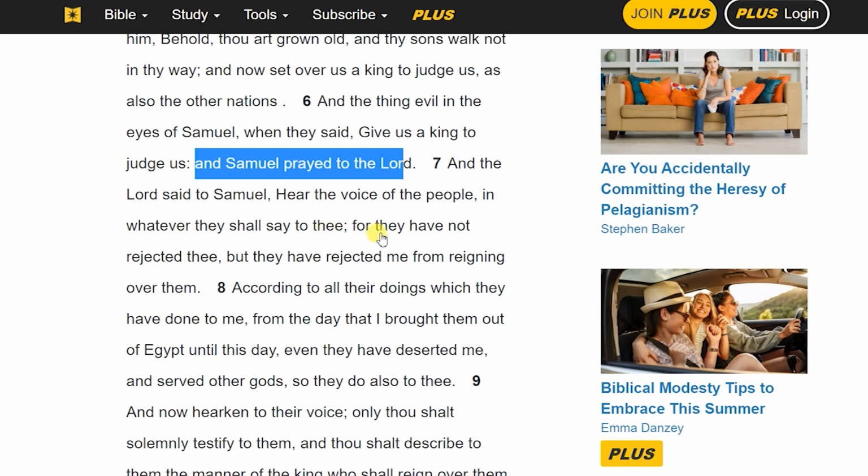The only thing the Creator told Samuel was, whatever these people say, I want you to look at the connection of the words here. Pay attention, because people never pay attention. I want you to pay attention now. It says, whatever these people, being the remnant, say to you, they have not rejected you, but they have rejected me from reigning over them. What does that mean? Because these words are written in a language such that you do not understand.